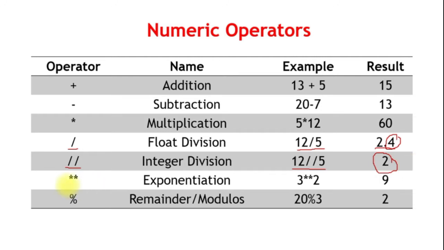Next is exponentiation. Exponentiation naman, ang kanyang operator ay dalawang asterisk. Dito, huwag kayong malito guys sa multiplication at exponentiation. Kapag multiplication, isang asterisk. Kapag exponentiation, dalawang asterisk. Example is 3 exponentiation 2. The answer is 9. So bakit naging 9?